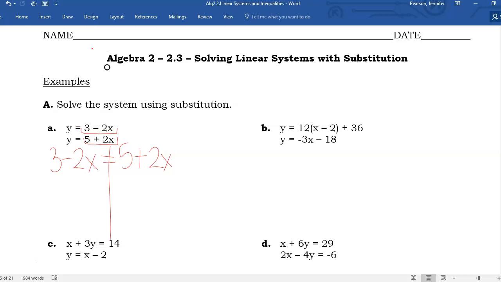You could subtract 3 from both sides. You could add 2x to both sides. You could subtract 5 from both sides. You could subtract 2x from both sides. You can eliminate whatever you want to start with.